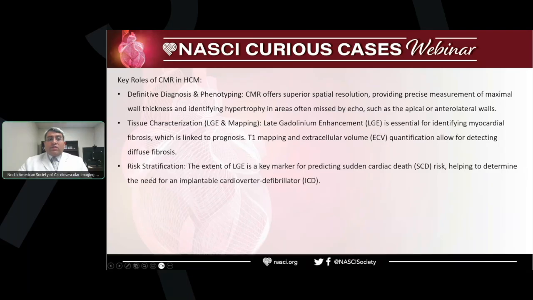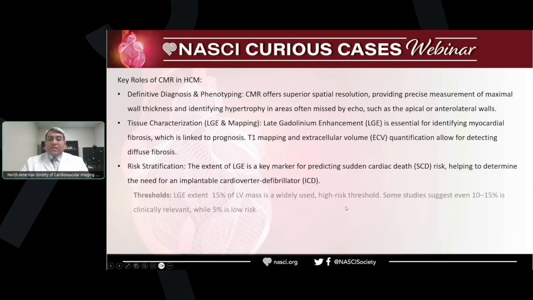Another important thing is risk stratification. Once we have the thickness and the degree of enhancement, this can stratify our patient, showing how risky or the prognostic value for those patients in the future. So the extent of LGE is a key marker for predicting sudden cardiac death and helps to determine the need for an implantable cardioverter defibrillator, or ICD.